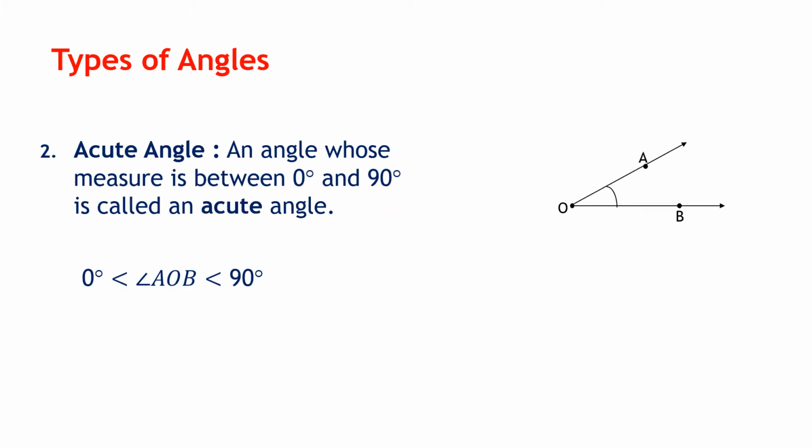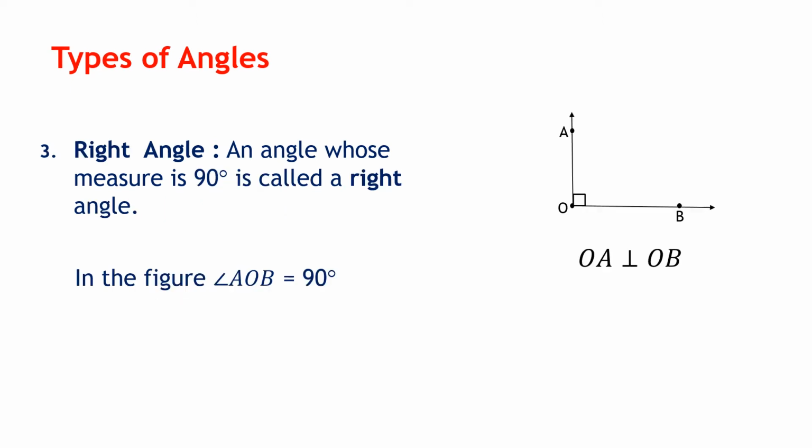The next one is an acute angle. We started from 0 degree. An acute angle is an angle whose measure is between 0 degree and 90 degree. It can be anything between 0 and 90. Here angle AOB lies between 0 and 90, and such an angle is called an acute angle.